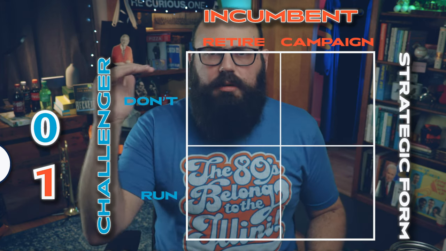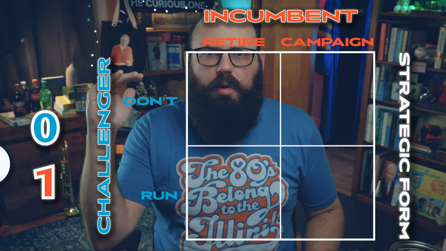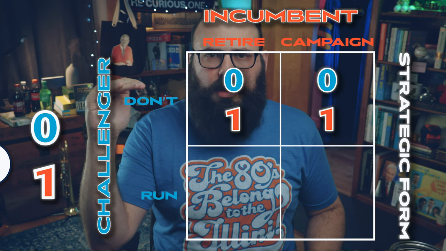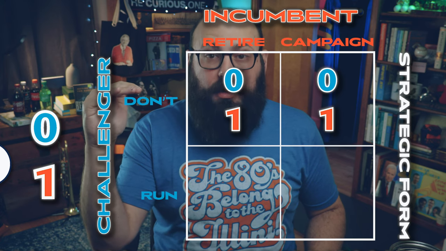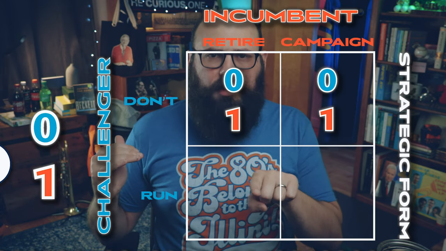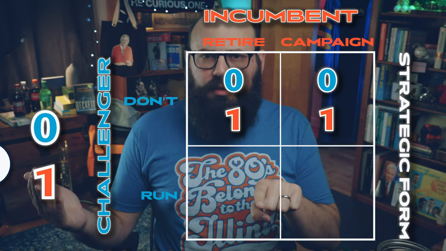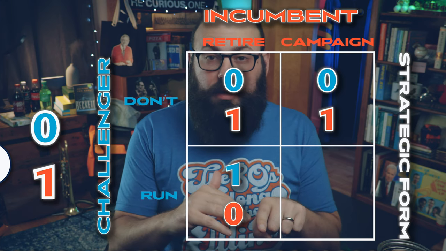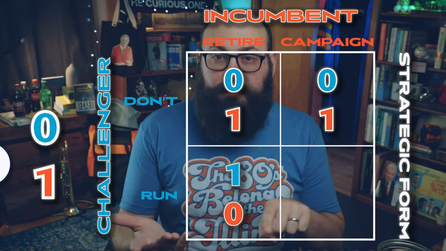So long as the challenger doesn't run for office, we wind up at the terminal node of the status quo, and that's 0 happiness points for the challenger and 1 happiness point for the incumbent. So I'll put 0, 1 in these two cells. If the challenger runs and the incumbent retires, then that's the situation where the challenger gets the 1 happiness point for being in office, and the incumbent gets the 0 happiness points for being in Boca.